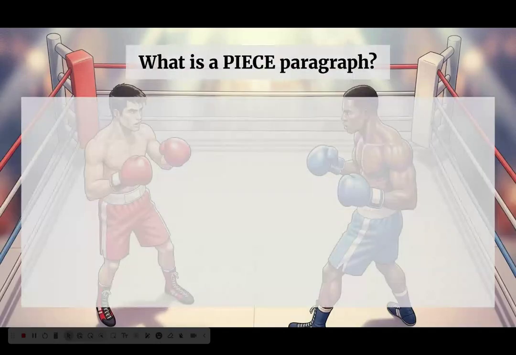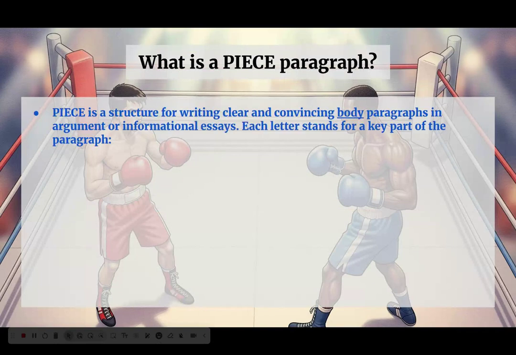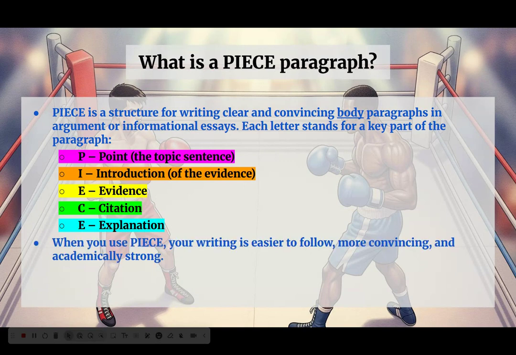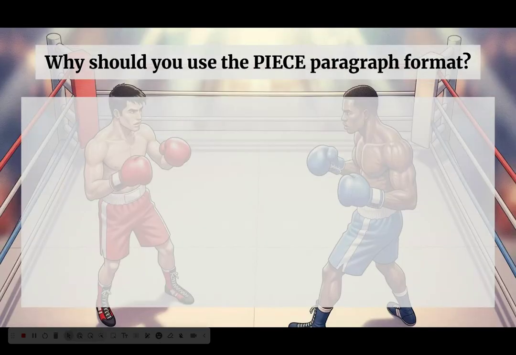Let me introduce the PIECE paragraph to you in case you haven't watched the previous video I talked about the PIECE paragraph in. So the PIECE paragraph is a structure for writing clear and convincing body paragraphs in argument or informational essays, and each letter stands for a key part of the paragraph. So P stands for point or the topic sentence, I stands for introduction of the evidence, E is the evidence, C is the citation about the evidence, and then the E is the explanation of the evidence and point. So when you use the PIECE paragraph, your writing is easier to follow, more convincing, and academically strong.